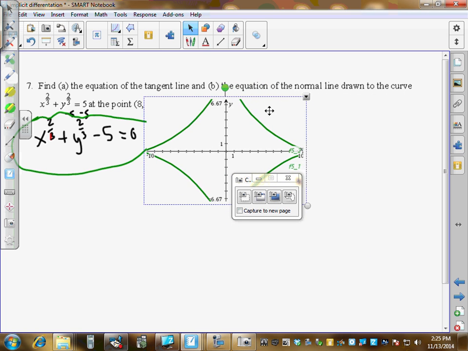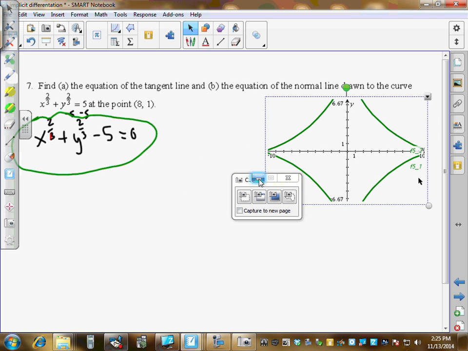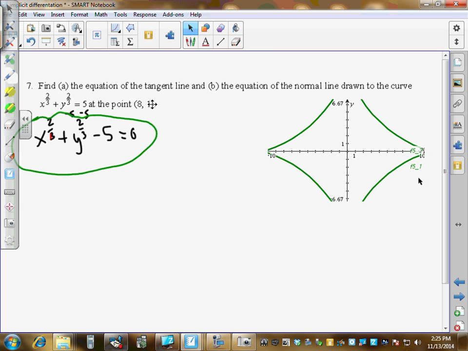Okay, I'm going to shrink it up a little bit and just move it over here. We want the equation of the tangent line at the point (8, 1). If we just look at the graph, 4, 5, 6, 7, 8, 1, that's that point there. We know the tangent line would be like that. Just looking at it, would we expect a positive or a negative slope on the tangent line? Since the function is decreasing there, we know that'll be negative.